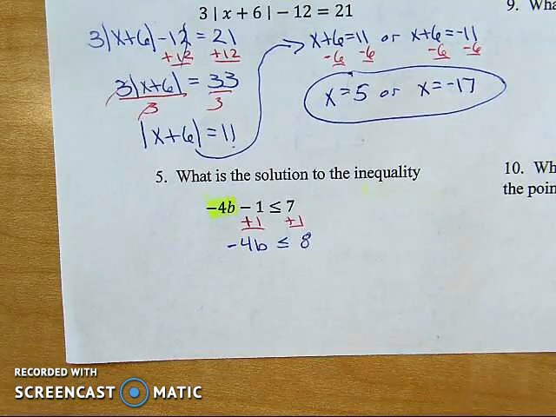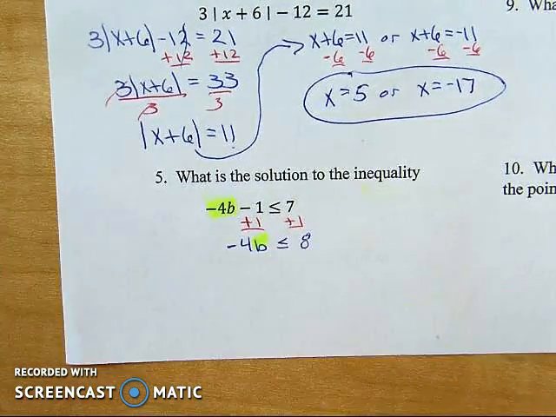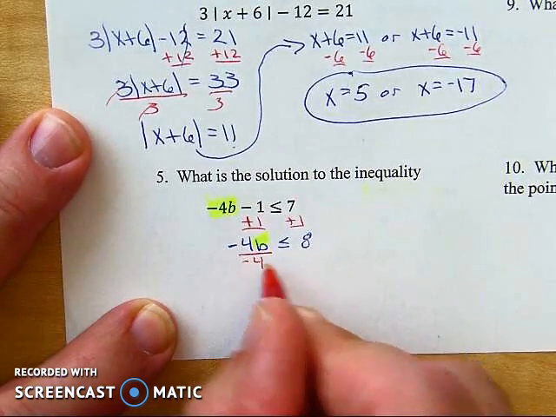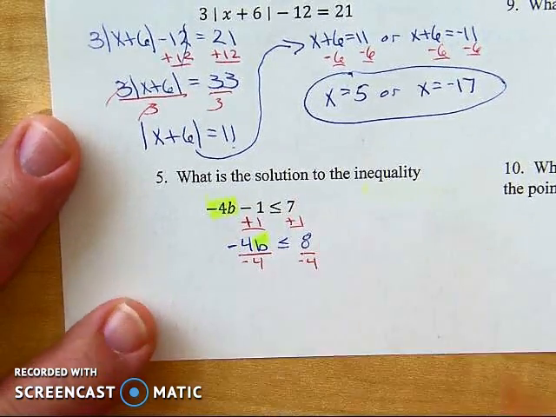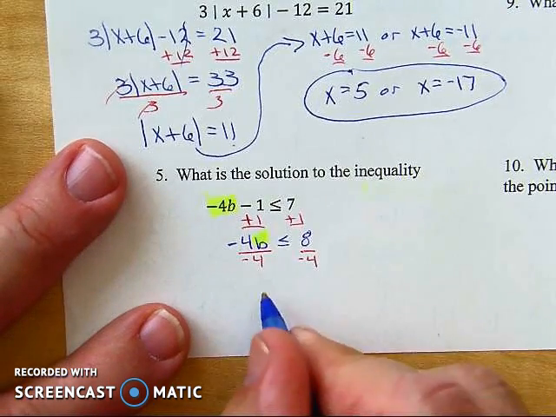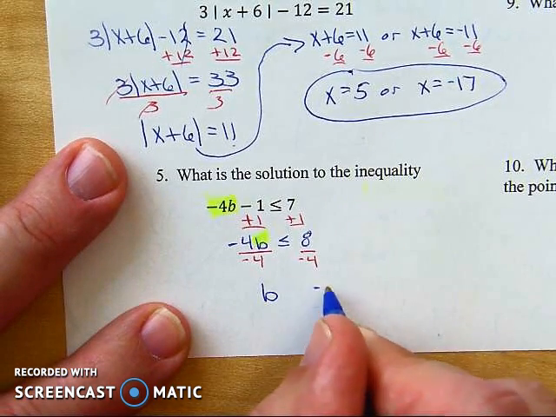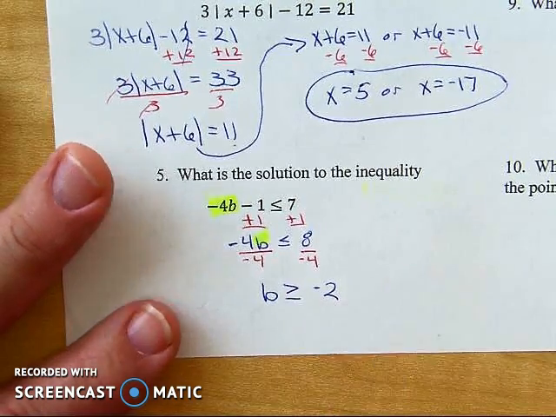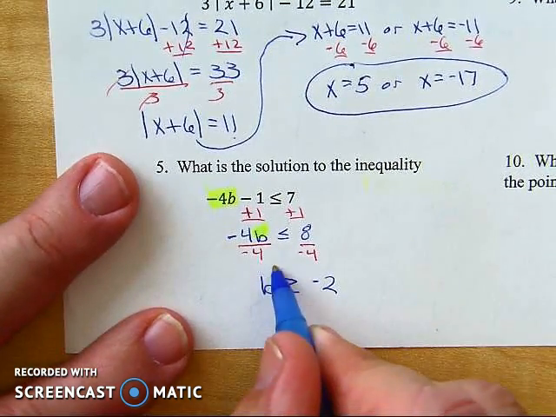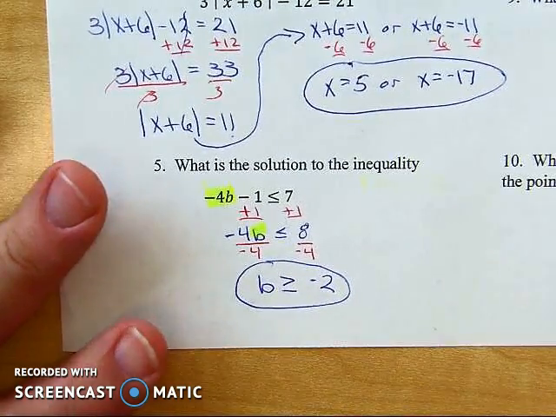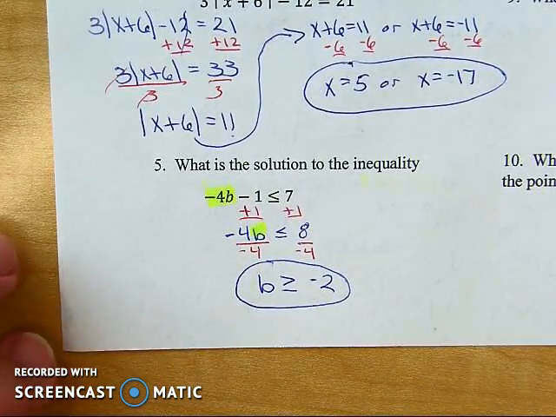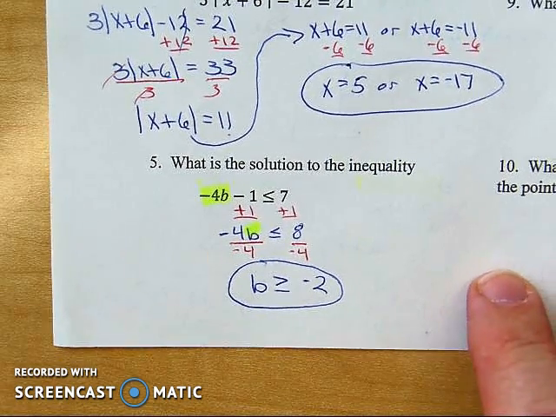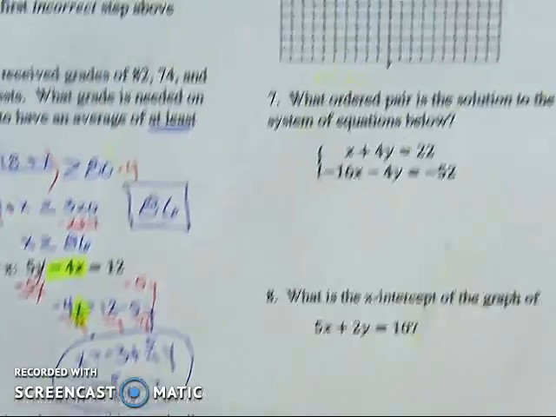So now I have to get the b by itself. So it's being multiplied by 4. So I'm going to go ahead and divide both sides by, actually, negative 4. That is going to give me a b, and on the other side it's a negative 2, but the other thing is it will also cause that middle symbol to flip. I talked about that on my other video. So it's b is greater than or equal to negative 2. Now I think I have time to fit in the others, so I'm going to keep on going on this one.